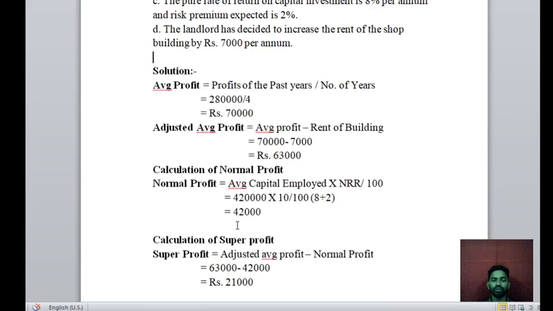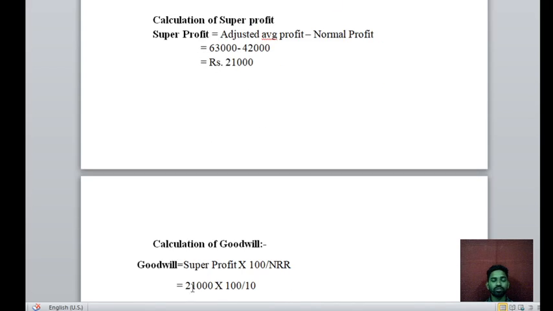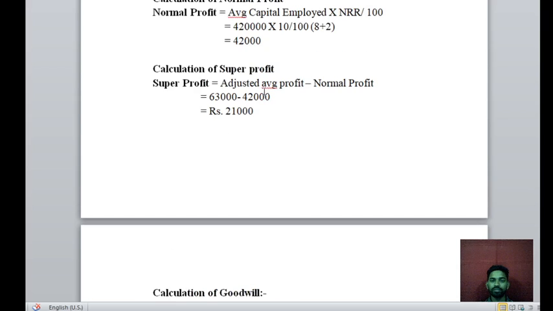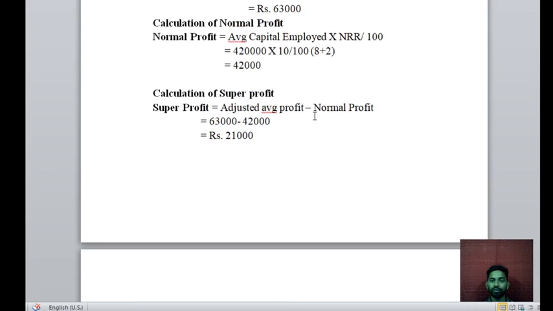You know the formula of the goodwill: super profit into 100 divided by normal rate of return. To ascertain this goodwill we should know the super profit. The formula of the super profit is adjusted average profit minus normal profit. So we should know the average profit as well as the normal profit. The formula for the normal profit is average capital employed into normal rate of return divided by 100.